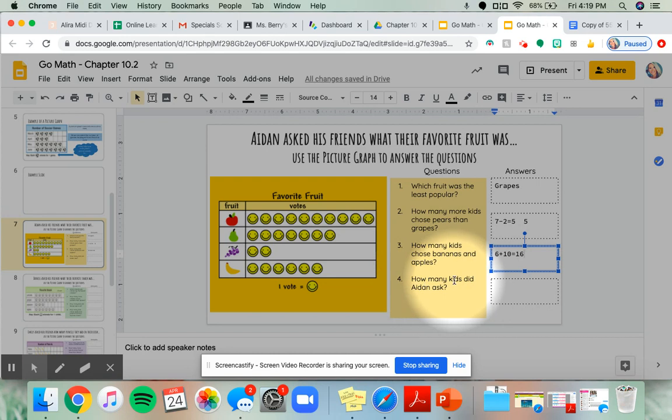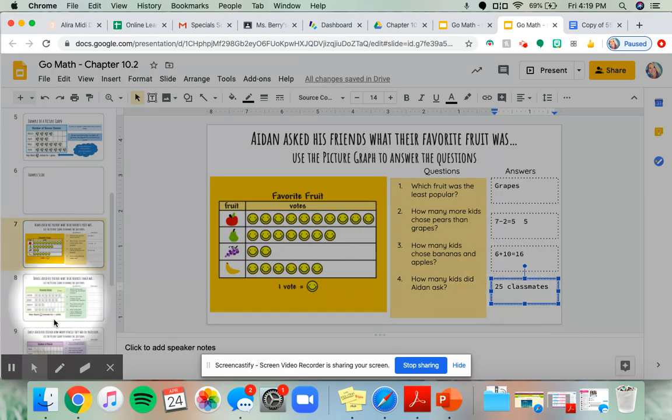Last one. How many kids did Aiden ask? So now when you see a question like this, I want to see how many he asked in all. So I'm going to count all the smiley faces here. I know this is 10 because I just counted that. 11, 12, 13, 14, 15, 16, 17, 18, 19, 20, 21, 22, 23, 24, 25. So Aiden asked 25 classmates.